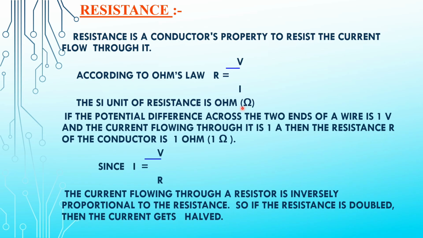If the potential difference across the two ends of a wire is 1 volt and the current flowing through it is 1 ampere, then the resistance R of the conductor is 1 ohm. Here I is given as V by R. The current flowing through a resistor is inversely proportional to the resistance. So if the resistance is doubled, then the current gets halved.